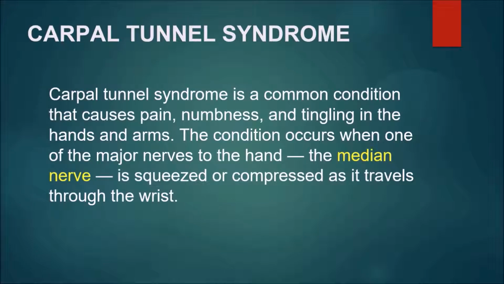Carpal tunnel syndrome is a common condition that causes pain, numbness, and tingling in the hands and arms. The condition occurs when one of the major nerves to the hand, the median nerve, is squeezed or compressed as it travels through the wrist.